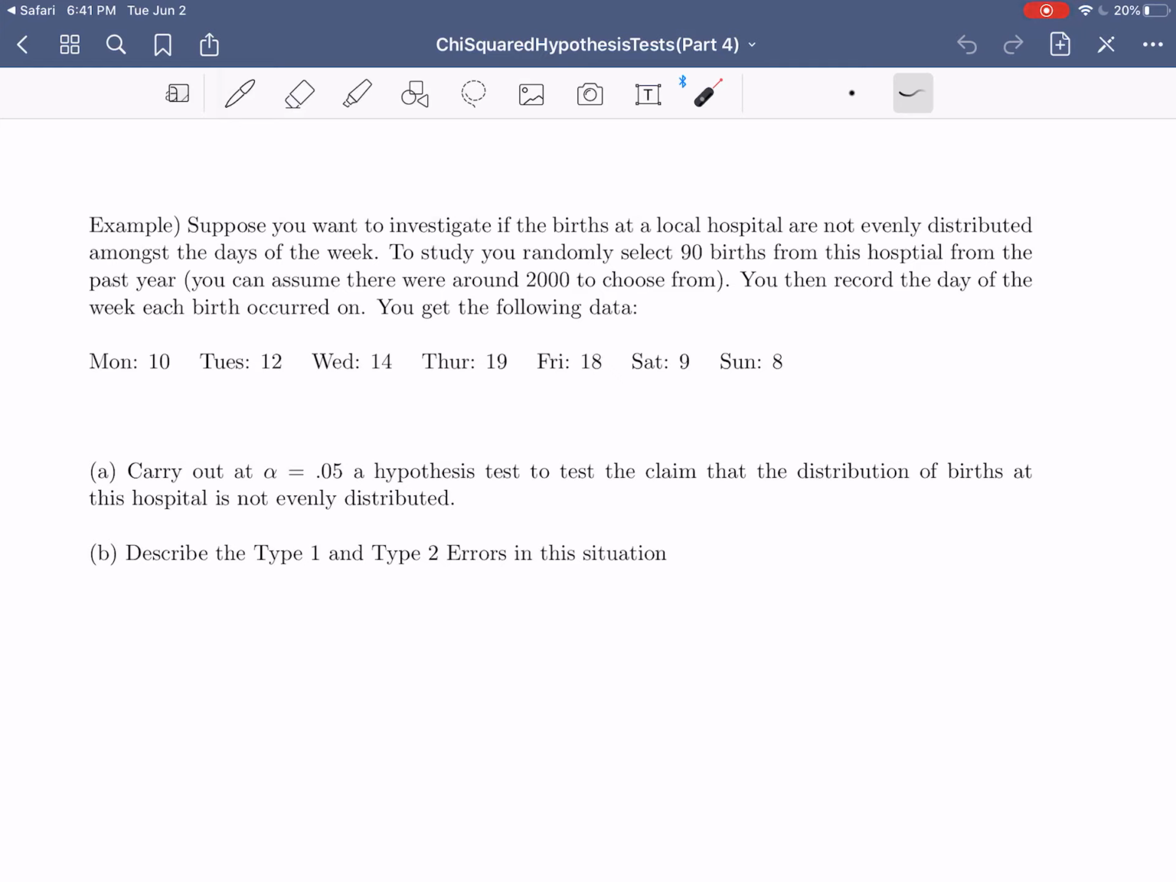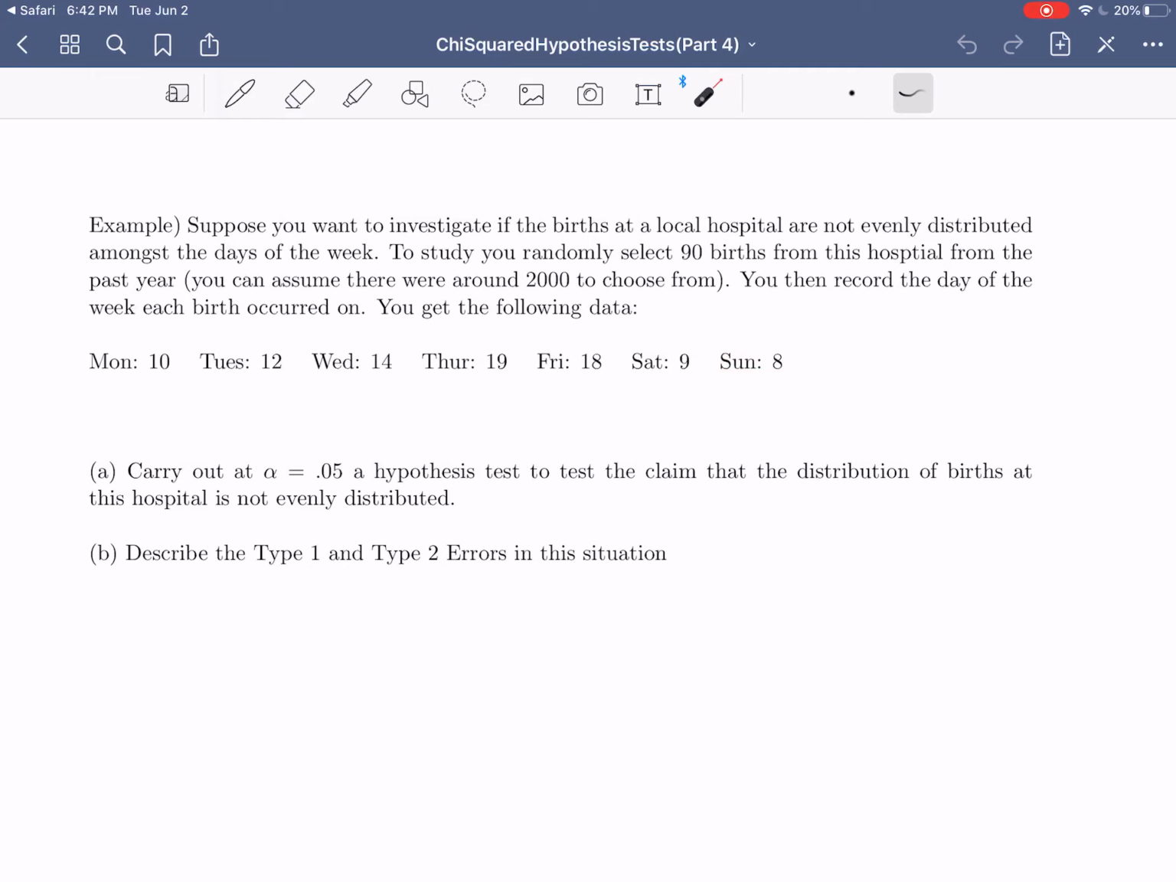So we want to investigate if the births at a local hospital are not evenly distributed amongst the days of the week. To do this, we say that you randomly select 90 births from this hospital from the past year. We're going to assume that there were around 2,000 to choose from. Then we record the day of the week each birth occurred on. So we get the following data. There were 10 births that occurred on Monday, 12 on Tuesday, 14 on Wednesday, 19 on Thursday, 18 on Friday, 9 on Saturday, and 8 on Sunday. If we sum these up, 10 and 12 is 22, 14 is 36, 19 would be 55, 73, 82, and 90, which of course we knew because we were selecting 90 births here.